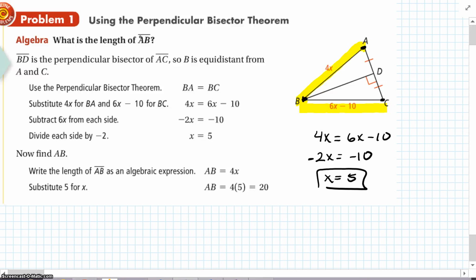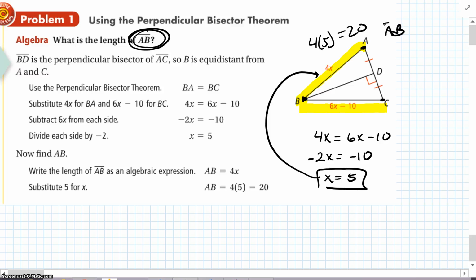Okay, but it didn't ask us for x. It asked us for the length of AB. So let's plug it back in. So 4 times 5 is 20. So segment AB has a length of 20. And that's exactly what the book got.